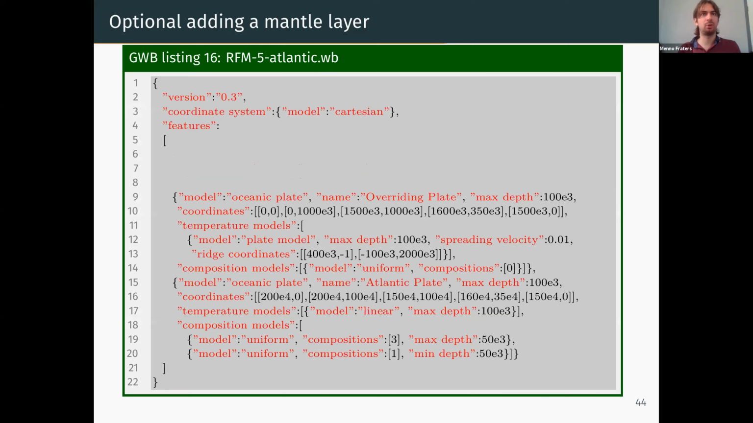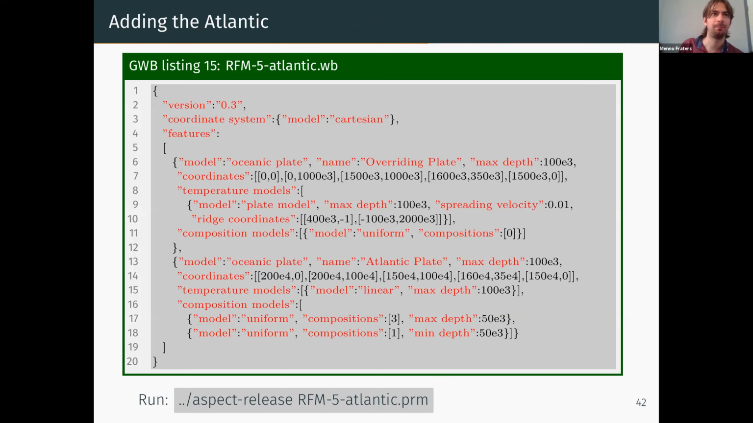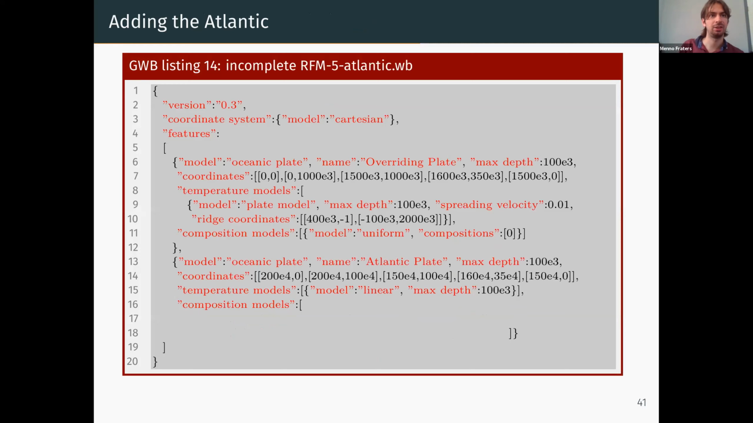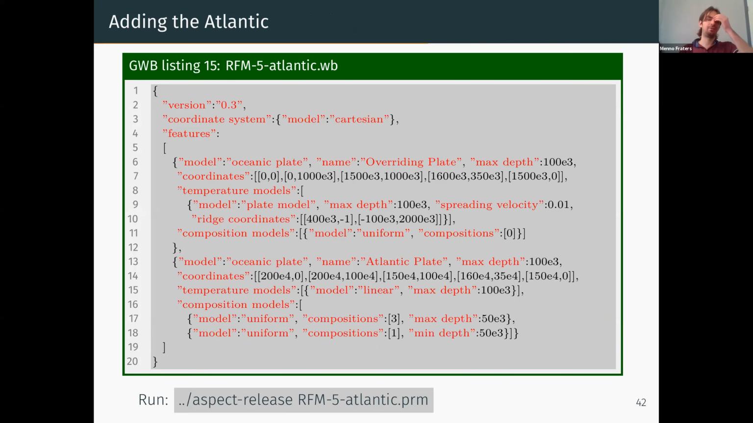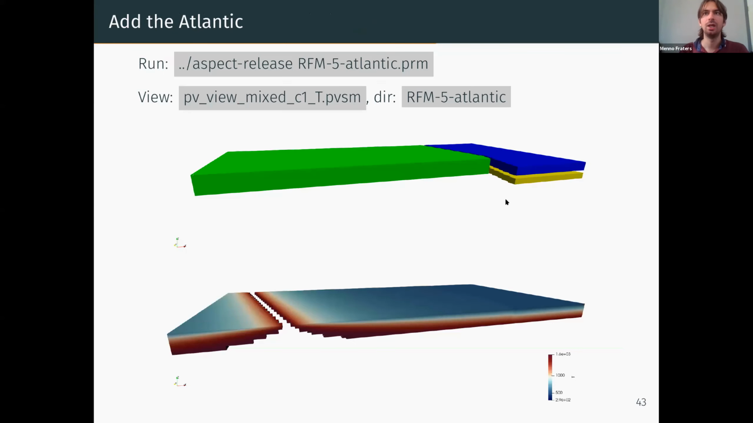Okay, so just to recap what we did before the break: we added a second oceanic plate, and we have given it a linear temperature with a maximum depth, and we have given it two different compositions, one in the top 50 kilometers and one in the bottom 50 kilometers. And that's what you see over here, the top 50 kilometers and bottom 50 kilometers.